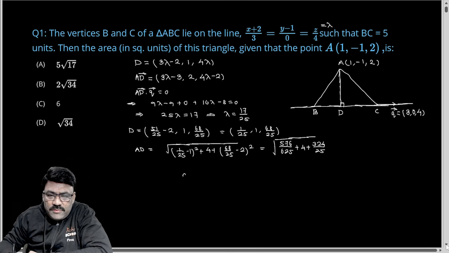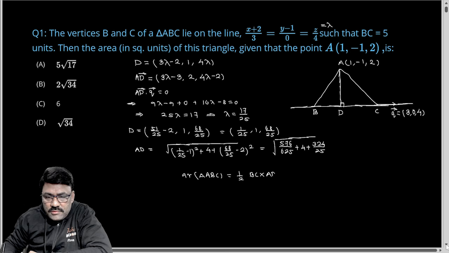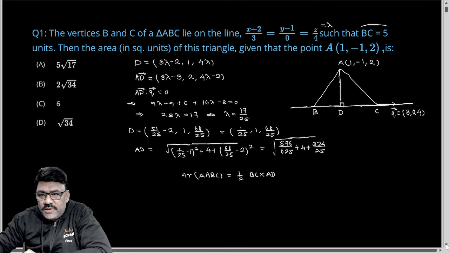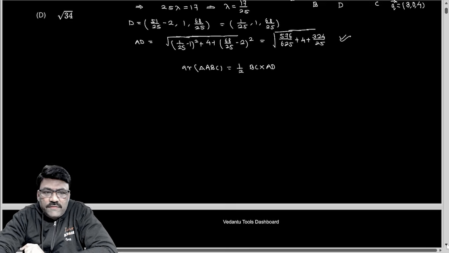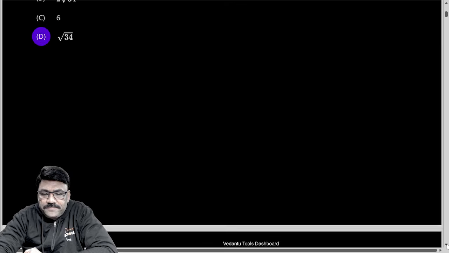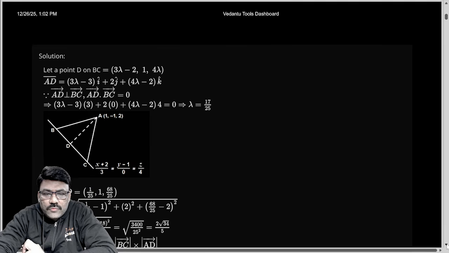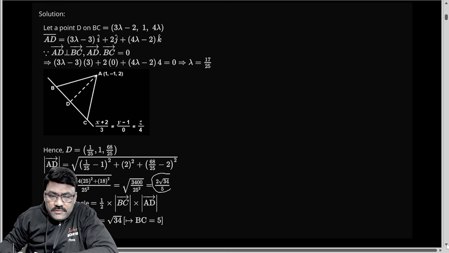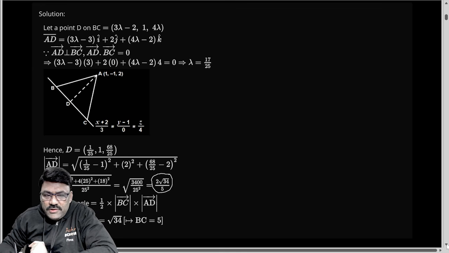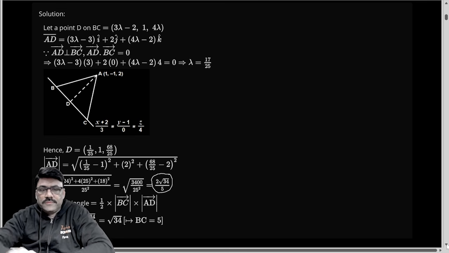Now just calculate AD from here. And then area of triangle ABC will be half BC multiplied with AD. BC is already given 5, and AD you can calculate from here. So this will give you the area. And finally, when you calculate, actually AD length comes out to be 2 root 34 by 5 here. And area half BC into AD will be root 34.